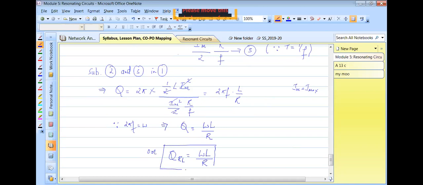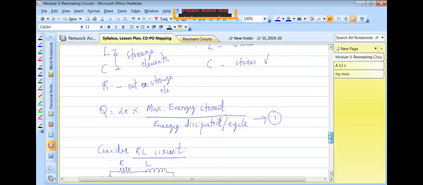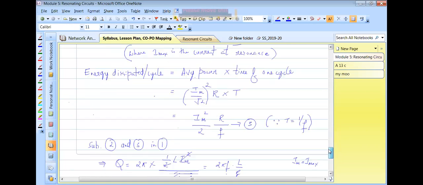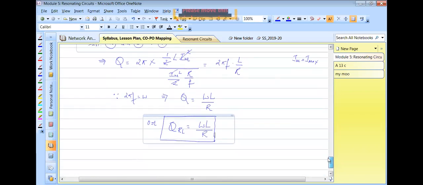Is everybody okay with this? So this is the quality factor of the series RL circuit. Just see what we have done. We started with the quality factor, which is given by 2 pi into maximum energy stored by energy dissipated per cycle, and after substituting that in equation 1, we have got our quality factor to be omega L by R.